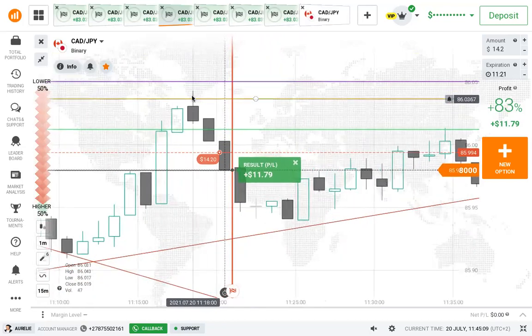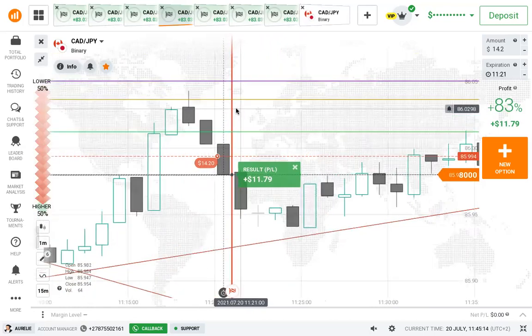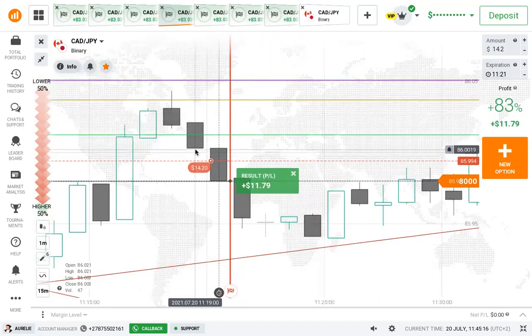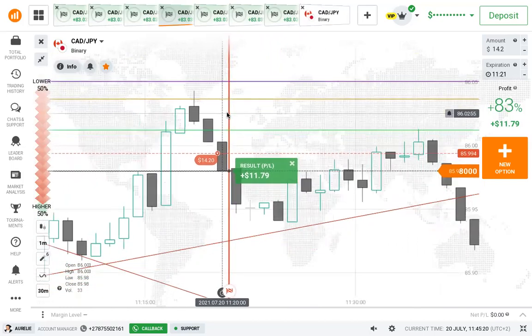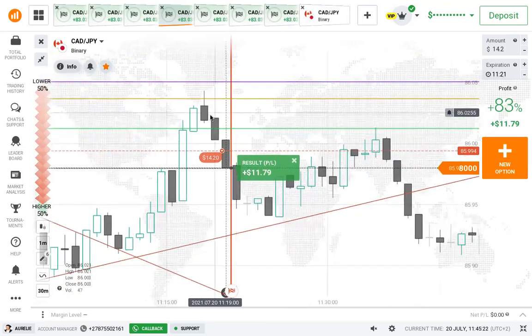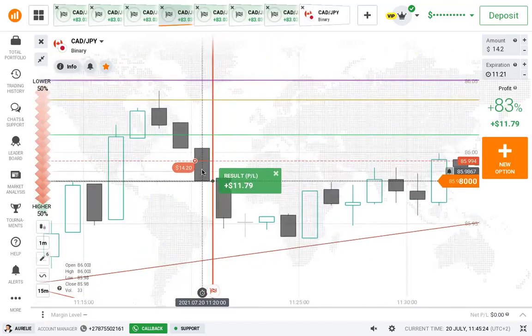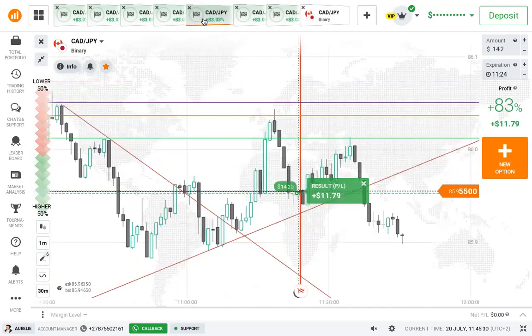I saw strong sellers from this candle, and then this is a confirmation again, strong sellers. There was no sign of weakness in the sellers, so I wouldn't go against the sellers. I can't buy at this point because the sellers are so strong. So I followed the trend. I placed my lower option. Then we won the trade, the fourth trade in a row.